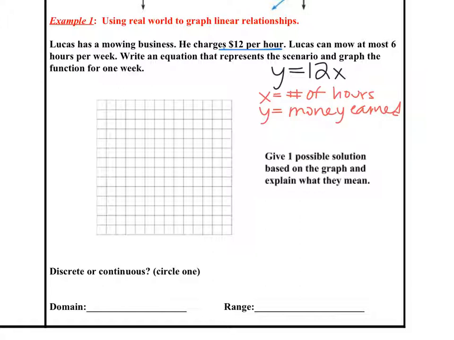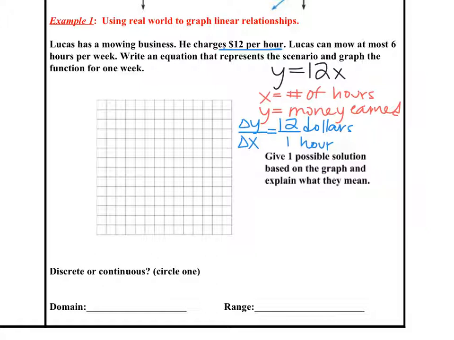Molly, what can I do to make that 12 into a fraction? Well, we just do 12 over 1. Yeah, make it 12 over 1. Write this down. This is your change in y over your change in x. So what this means is that it's $12 over 1 hour, because the x is hours. $12 over 1 hour.